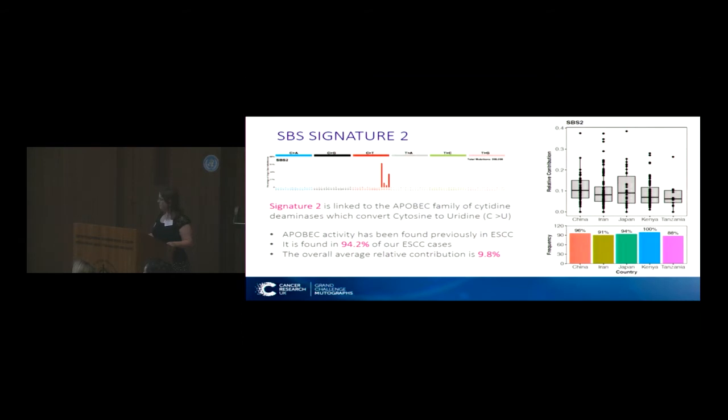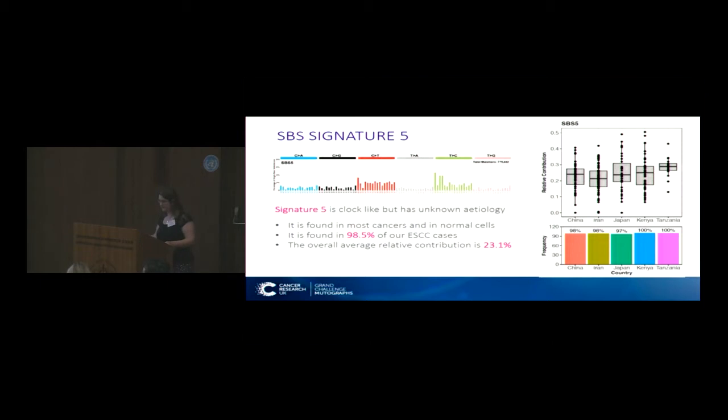Moving on to signature 2. So this is an APOBEC signature. I'm not going to explain too much about APOBEC because Mia is going to be giving a talk after me. But it's found at very similar levels throughout our 5 high-risk regions, found in the majority of cases, and is contributing on average about 10% of the mutation burden.